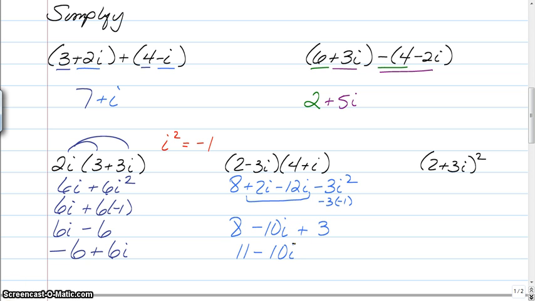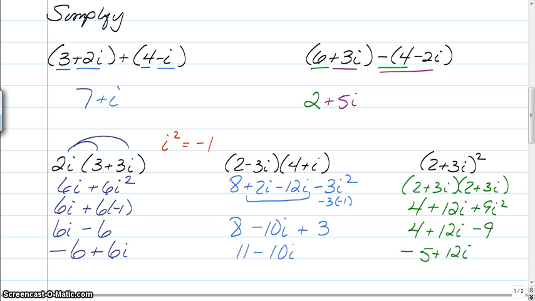Now you can go ahead and pause the video and FOIL 2 plus 3i with itself. Go. Did you get negative 5 plus 12i? Because all you had to do is FOIL this, and then you're going to end up with a positive 9i squared at the end, which is a negative 9. 4 minus 9 is a negative 5 plus 12i.